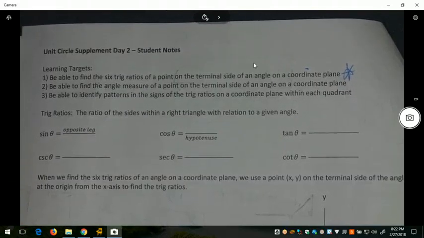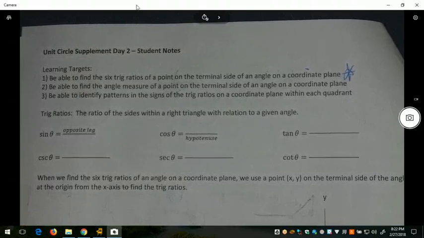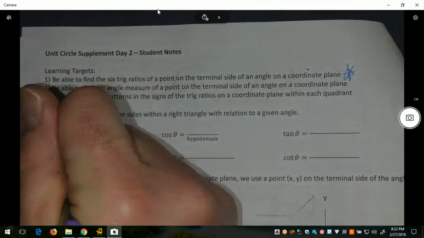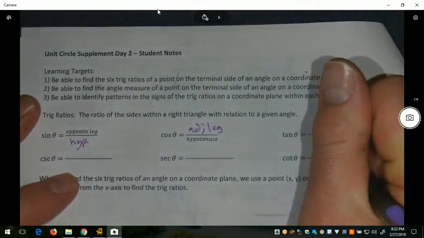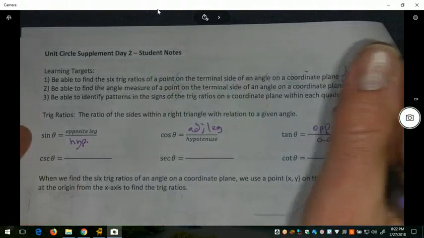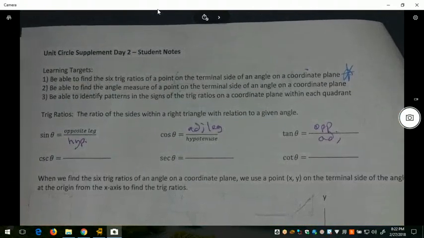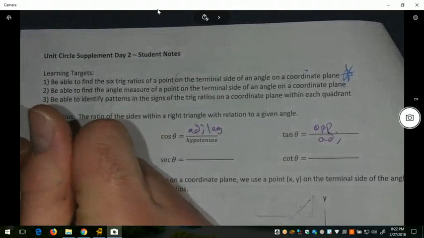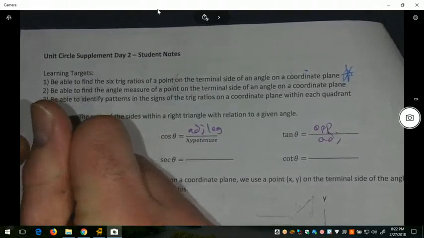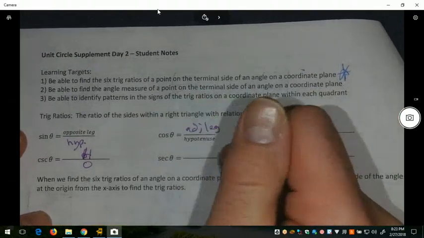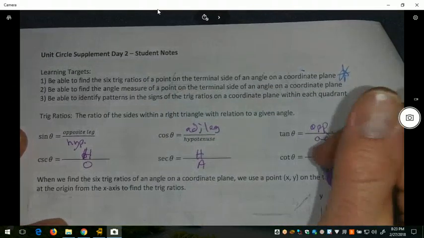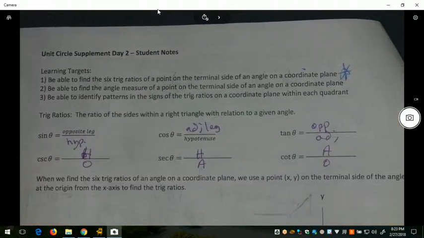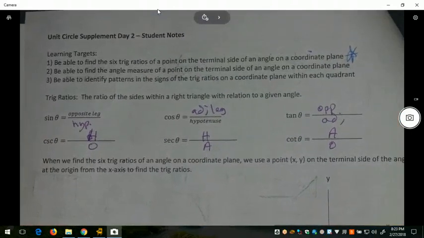We already know the trig ratios. Take a second to fill those out real quick. And you should already know the reciprocal values. Cosecant is the reciprocal of sine, so it's hypotenuse over opposite. Secant is the reciprocal of cosine, so it's hypotenuse over adjacent. And cotangent is the reciprocal of tangent, so it's the adjacent over the opposite. These you should be extremely familiar with at this point.